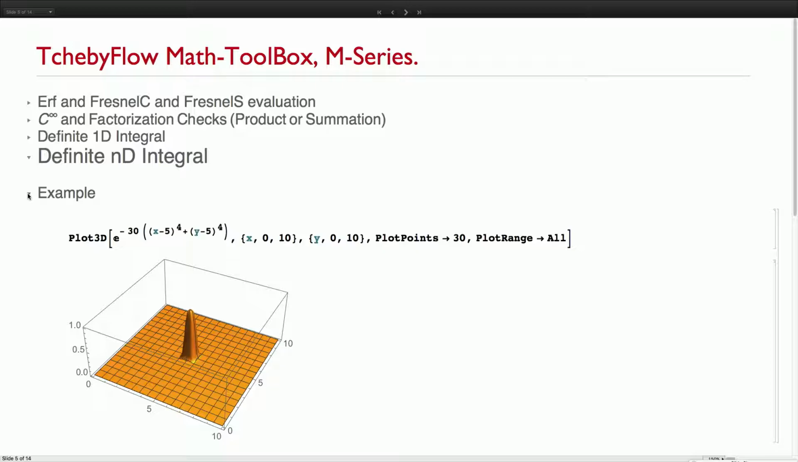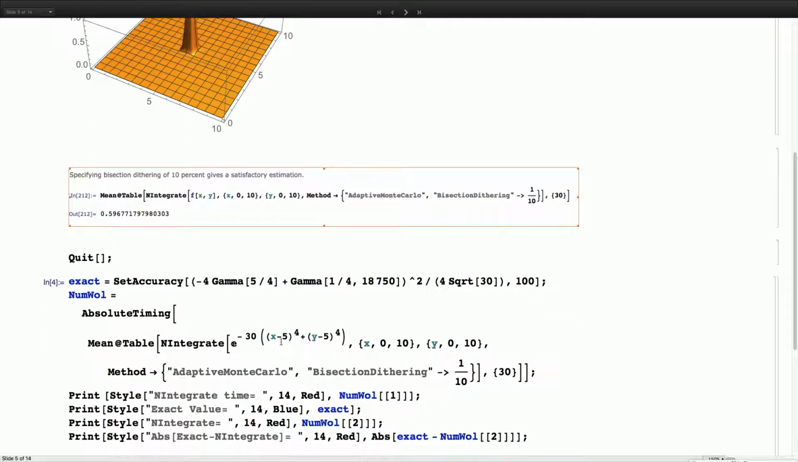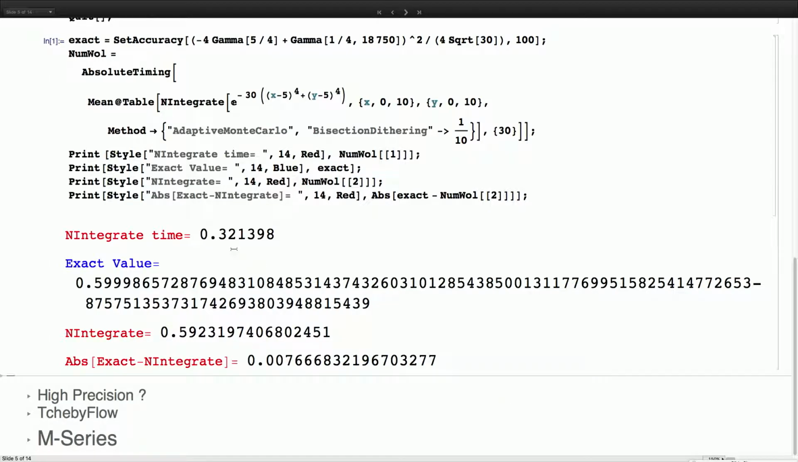And things are, of course, more complicated when you come to the ND integrals. This is, again, an example from the Mathematica documentation. This is the function that we are trying to integrate. What is given here, I just copy-pasted from the documentation: adaptive Monte Carlo with bisection dithering. It says that this is a satisfactory estimation. And I'm just going to run the same thing in here to show what the result is. This is going to be really quick. It is like 0.3 seconds, but the convergence is 10 to the minus 3, let's say.